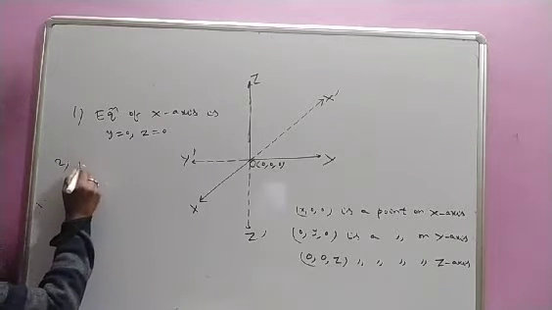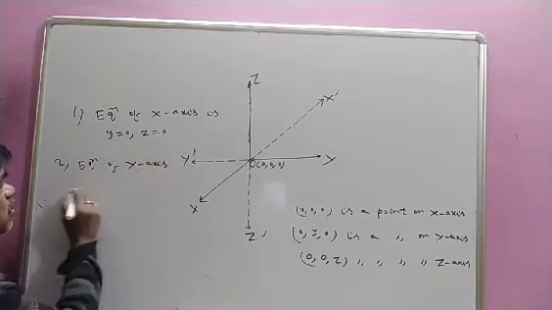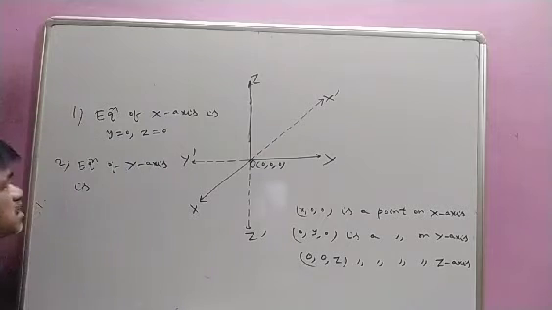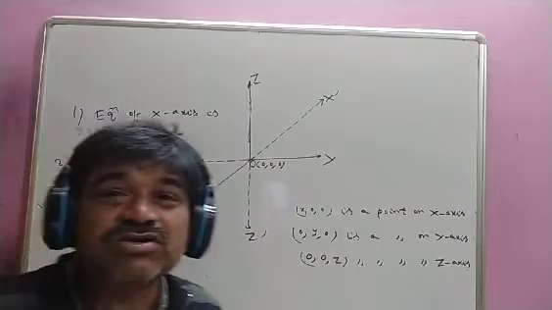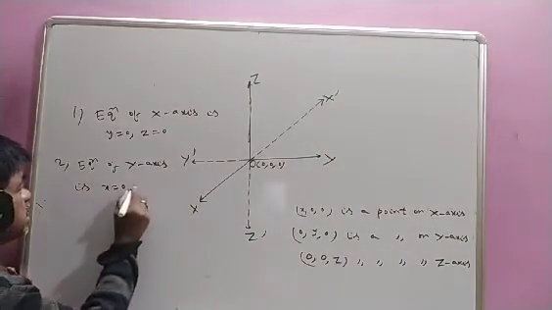Then number 2, write the equation of the y-axis. You see, on the y-axis there is only the y coordinate, so the x coordinate and z coordinate are 0. What is the equation of the y-axis? x is 0 and z is 0. Yes, you write x is equal to 0, comma z is equal to 0.